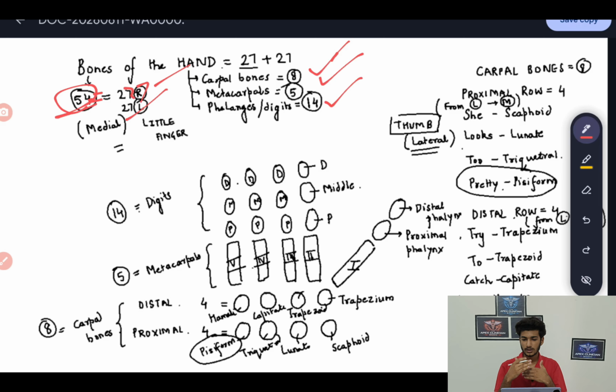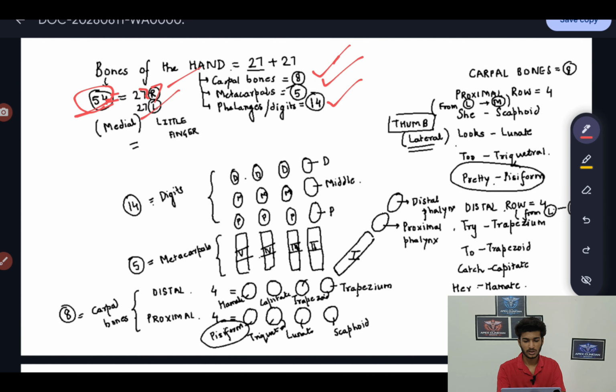So for the proximal part, you can remember "she looks too pretty." It means she refers to scaphoid bone, looks refers to lunate bone, too refers to triquetral, and pretty refers to pisiform bone. And the distal bones, we can remember as "try to catch her," which is trapezium, trapezoid, capitate, and hamate.